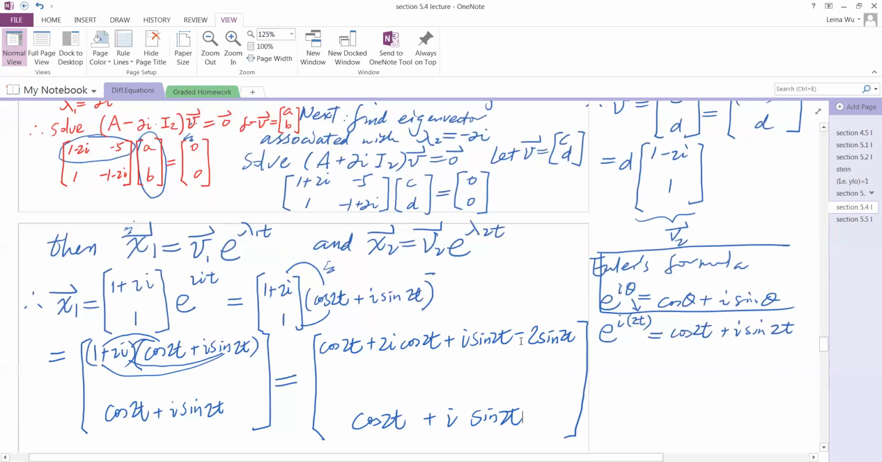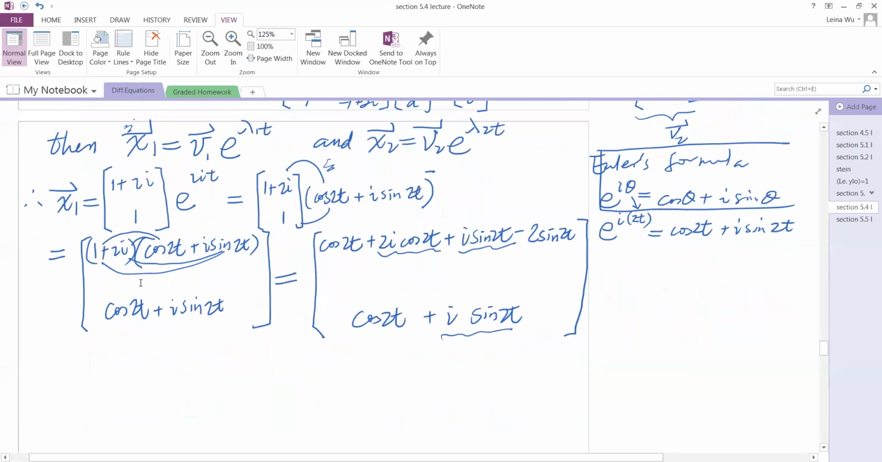Okay, and over here you can see that part of them is the imaginary part, which is along with the i's. Part of them is only the real part: cosine 2t, negative 2 sine 2t, and then cosine 2t in the bottom. So that is x1. Similarly, can we get x2?